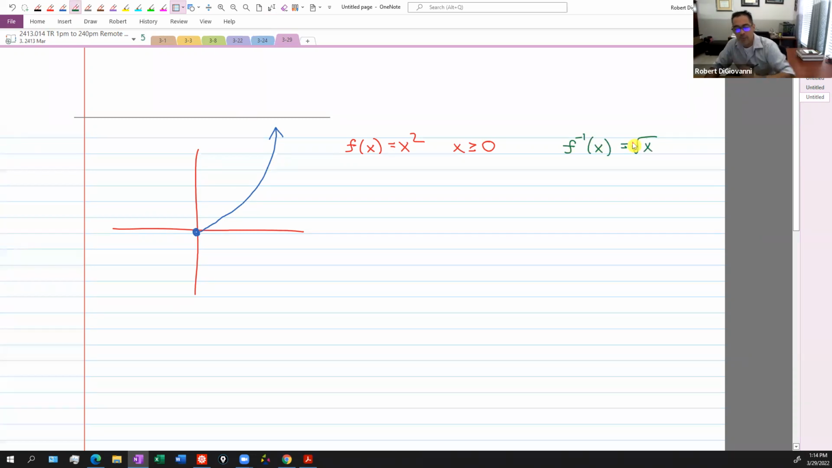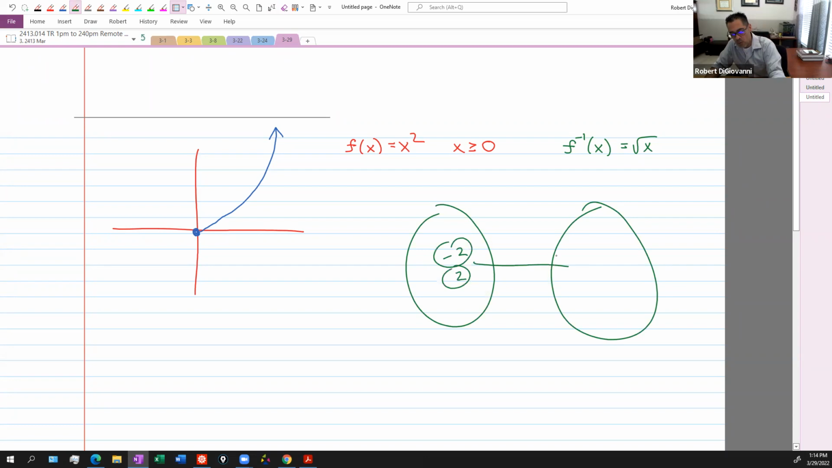But see, now you don't have a problem. You don't have a problem with this whole thing with -2 and 2 going to the same number 4, because you've restricted the domain. You're not allowed to plug in -2. So now 4 can only go back to 1 place. And so there is an inverse here. The inverse is the square root of x. And if I graph that, this is what it would look like.